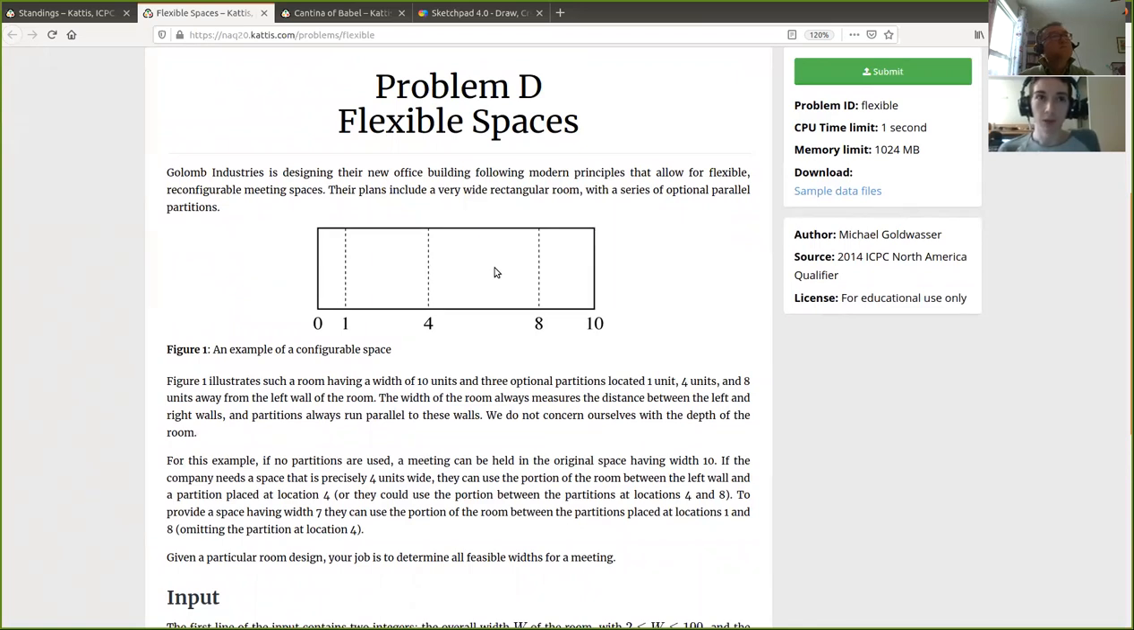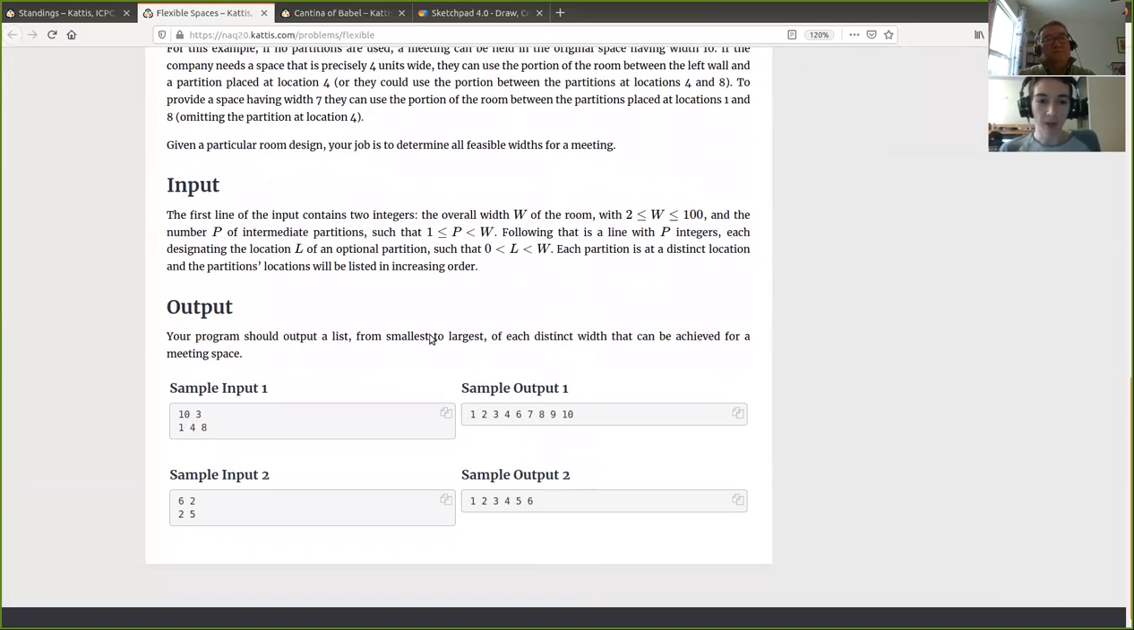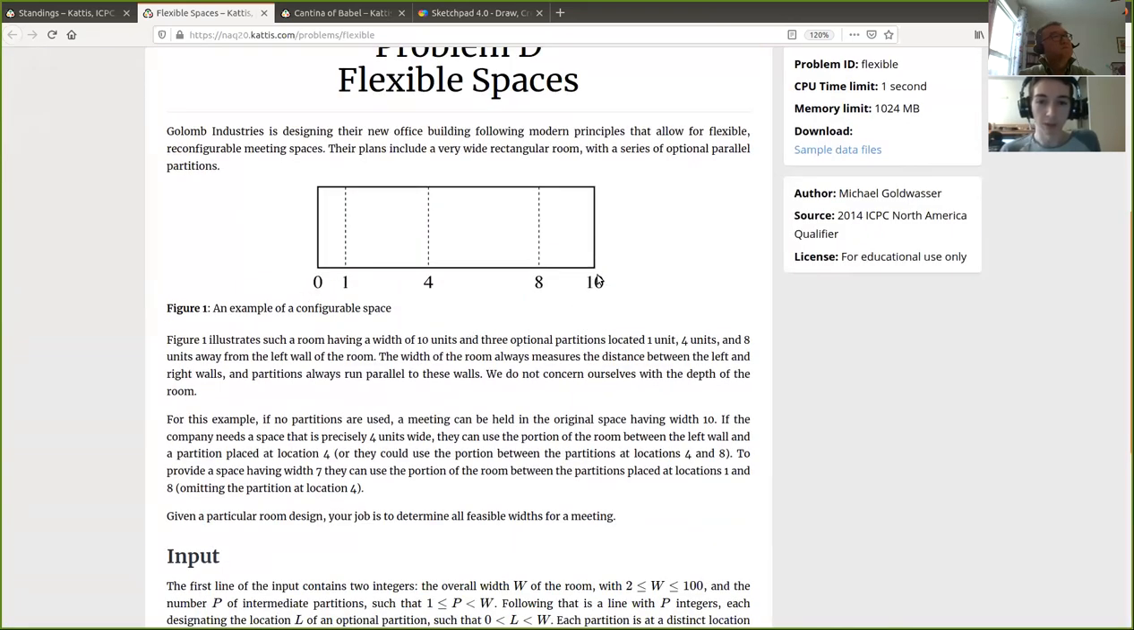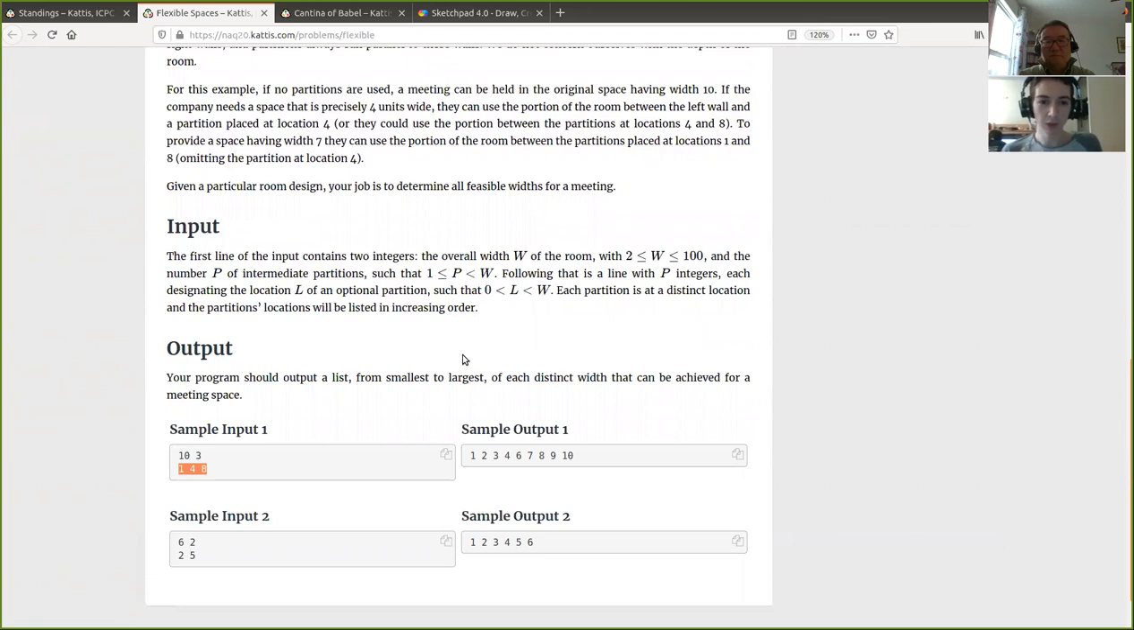Once you understand the statement, you see that the size of the room is just the rightmost wall minus the leftmost wall of wherever you choose the room to be. So you want to find all of the differences between two dividers, and you include 0 and the total width. The constraint is very small, like 100. So you can just take each pair of numbers: you add 0, you add 10, and then you take each pair, check their difference, and add it to the set. Then you list them all out in sorted order. So this one's also pretty straightforward.